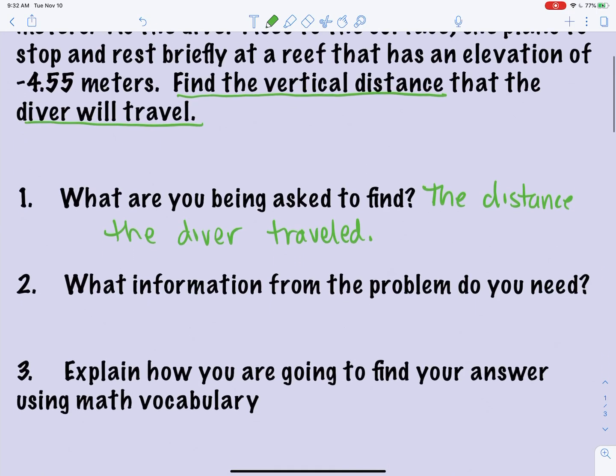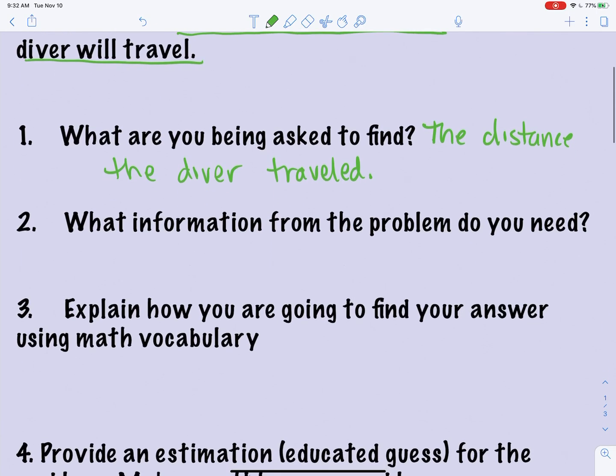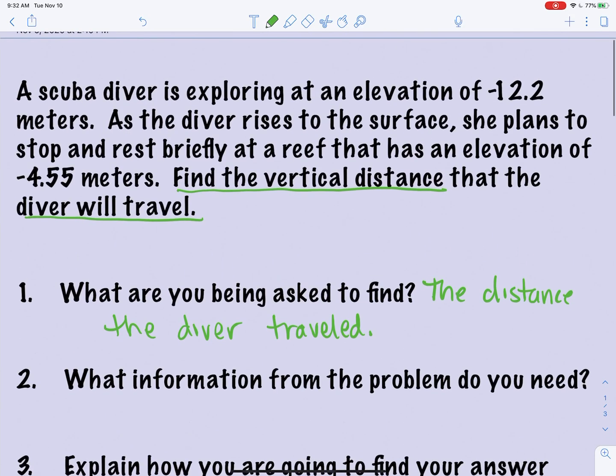All right, so the next question says, what information from the problem do you need? So I'm going to go through here and highlight what I think is needed. A scuba diver is exploring at an elevation of negative 12.2 meters. She's going to rise, which means go up to the surface. She plans to stop and rest briefly at a reef that has an elevation of negative 4.455 meters. Find the distance that the diver will travel.